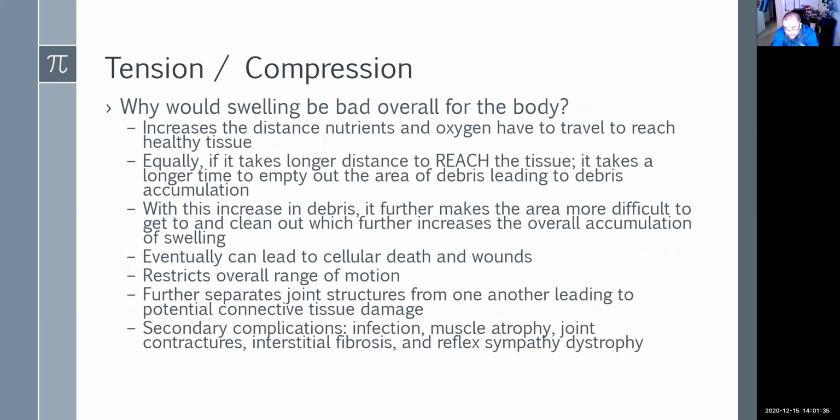So it's very common for patients that might have severe lymphedema to start developing cellulitis or pressure injuries on the outside of their body, right? The other thing is it restricts overall range of motion, which reduces your movement, which then increases your swelling anyway.